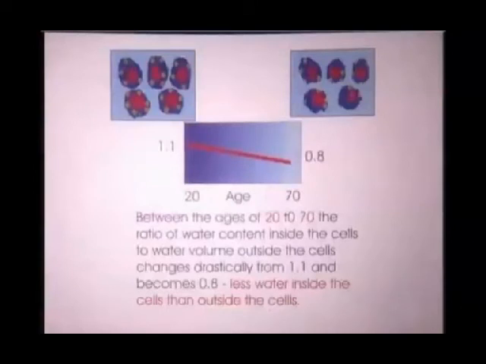It has been shown scientifically that between the ages of 20 and 70, the ratio of water content inside the cells to water volume outside of the cells changes drastically from 1.1 and becomes 0.8. Less water inside the cells than outside of the cells. The cells at the age of 70 are shrunken, small. At the age of 20, they are more juicy, more plum-like. Here, they're prune-like. The water has been sucked out because of dehydration that is settled in the body, and somebody had to sacrifice its water content, and that is what happens.